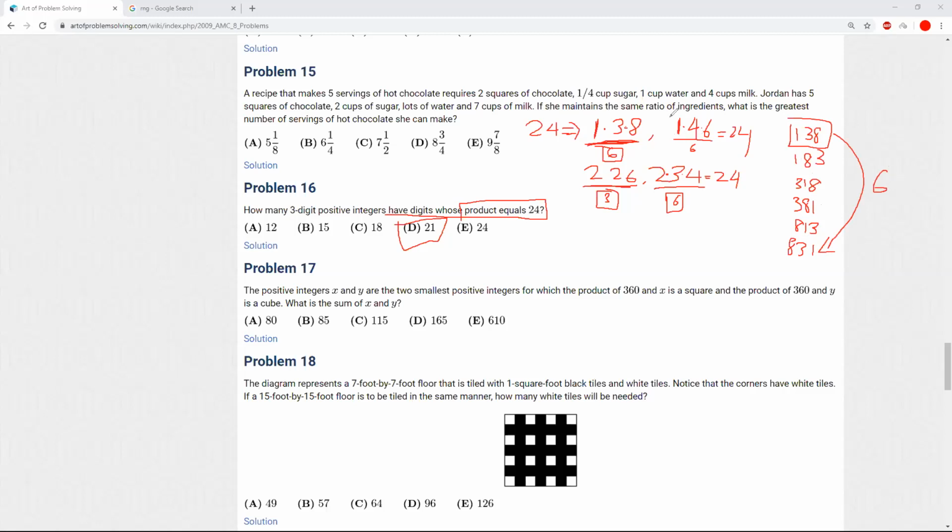Similarly, we see that 146 also has 6 permutations. And then 234 also has 6 permutations. But if we look at the number 226, it only has 3 permutations because it can be 262 and 622. These are the 3 permutations. We don't have any other permutations. And we want to find all of the 3-digit numbers. Hopefully that makes sense.